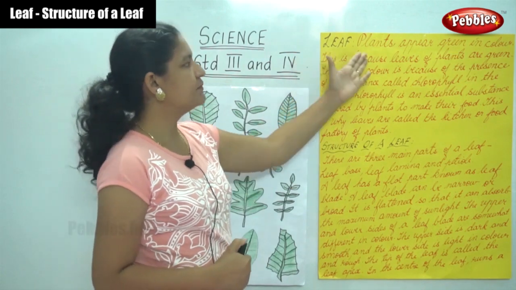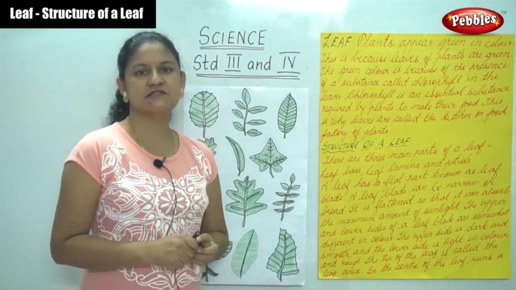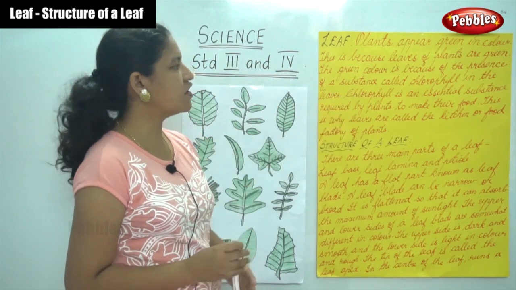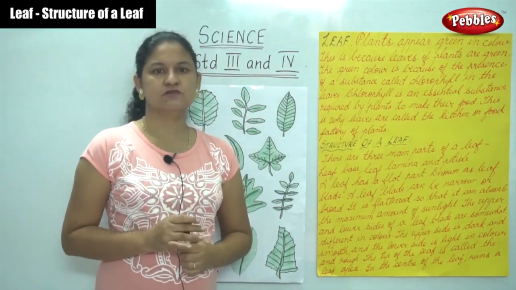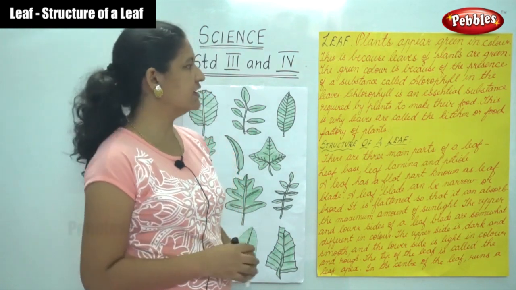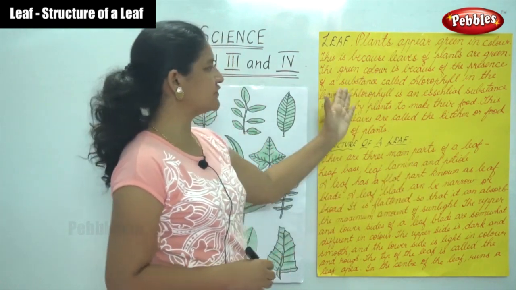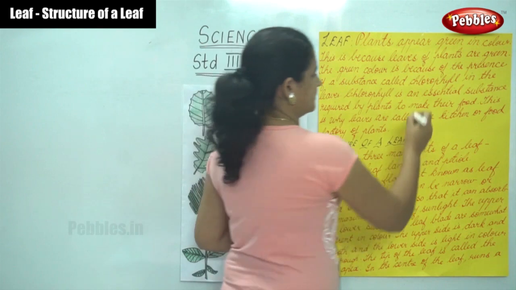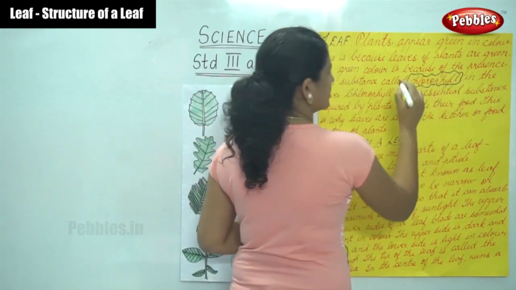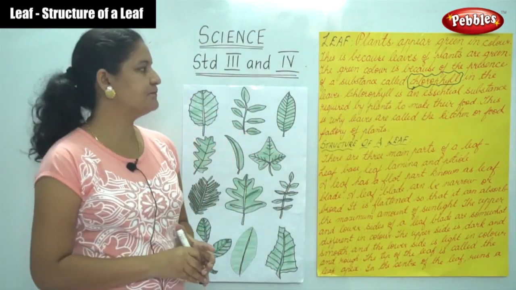So, leaf. Plants appear green in color. When you look at a plant, you see that it is green in color. This is because the leaves of the plant are green. The green color is because of the presence of a substance called chlorophyll in the leaves.